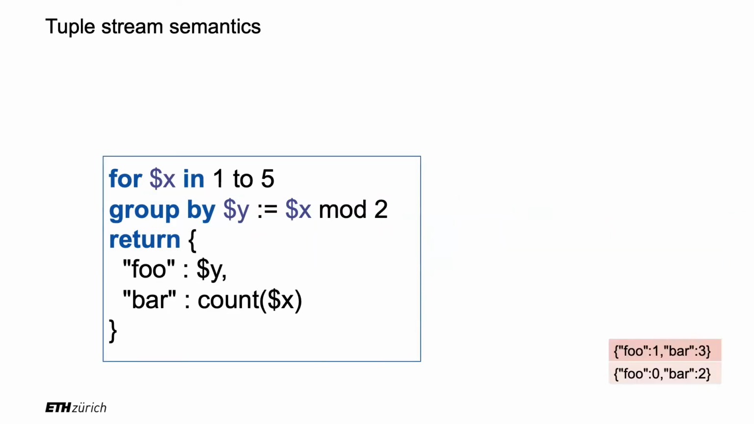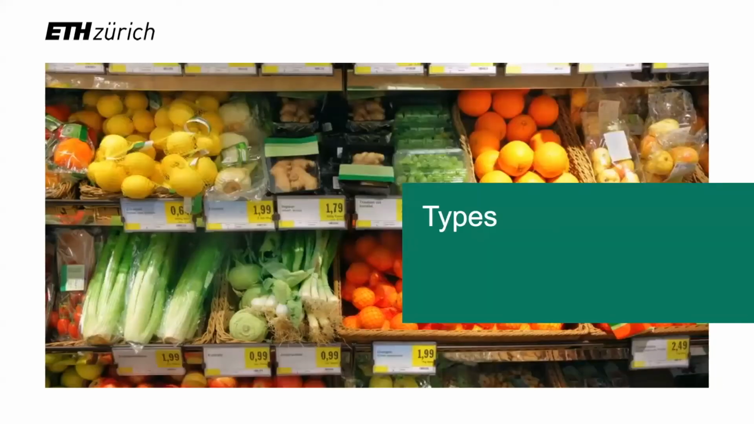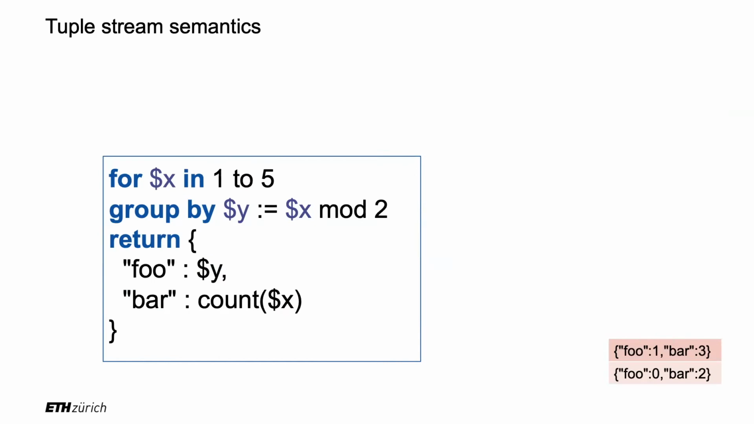There's a question: how do we use more than one key in the group by? I think you can with just a comma, like group by $y equals blah blah blah, comma $z equals blah blah blah, comma $t equals blah blah blah. So you can have multiple keys. Does it make sense?